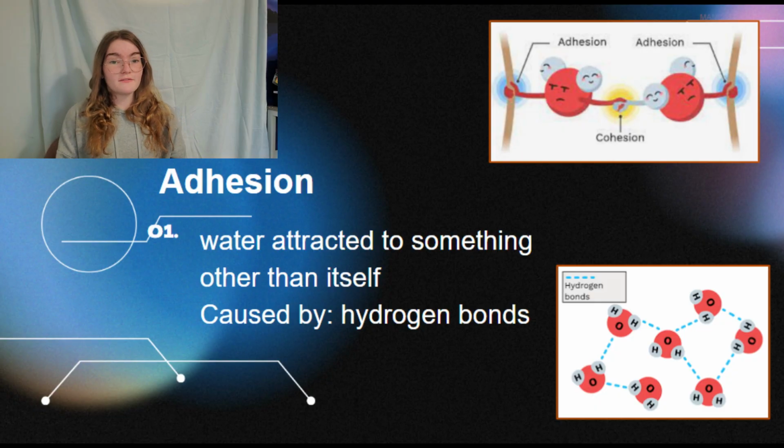Welcome to AP Biology, Unit 1. Let's get started. First, we're going to cover the properties of water. There are 5 properties of water that you need to know for the AP exam.